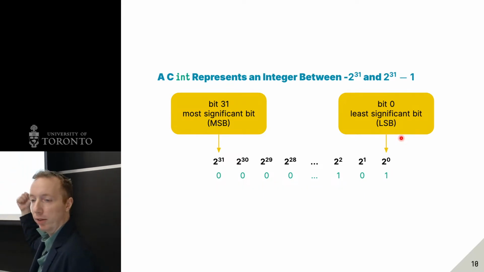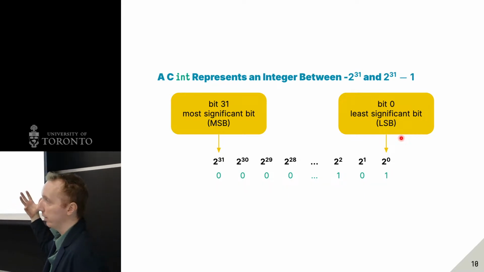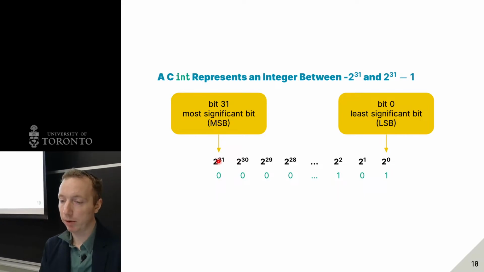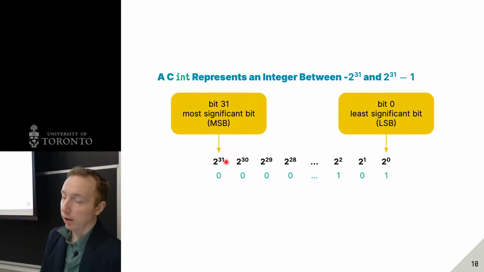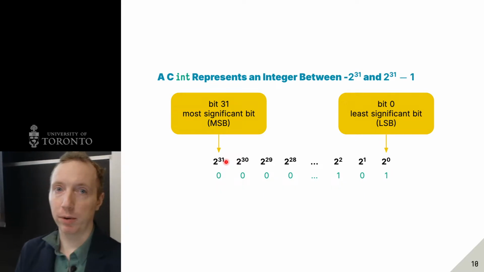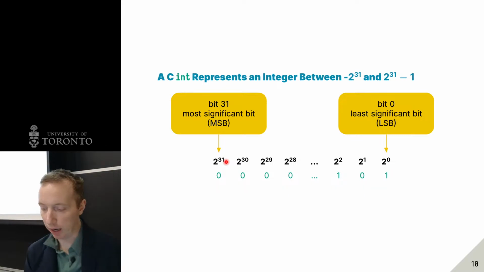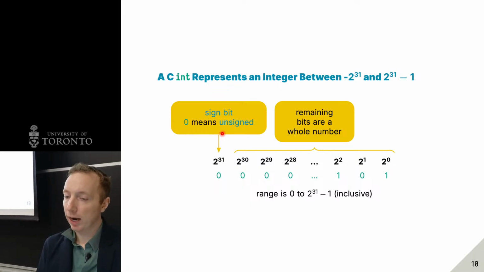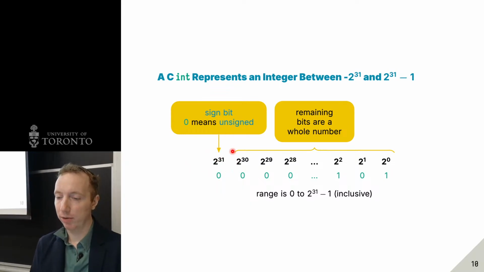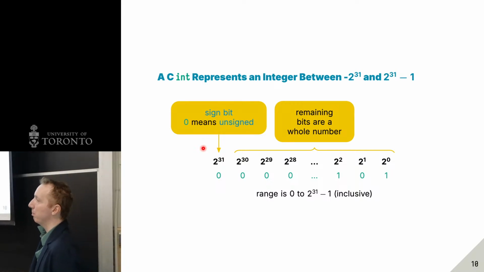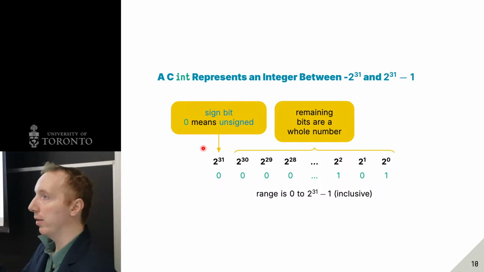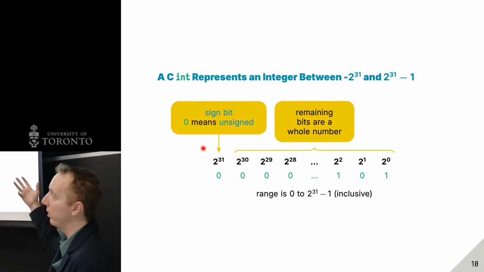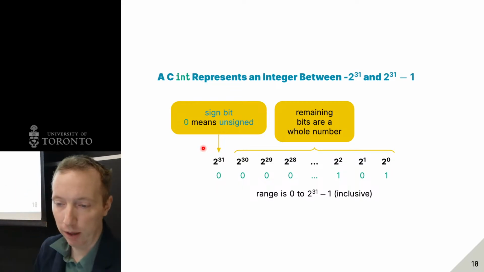We give a name to it. It's called the least significant bit. And the highest bit that represents a number, which in this case would be bit 31, which matches the exponent there, is something we would call the most significant bit. So it represents the highest number we could have. So what C actually does is this most significant bit is called a sign bit. So we don't assign meaning to it as a number. We assign meaning to it as whether the rest of the bits represent a negative or a positive number.